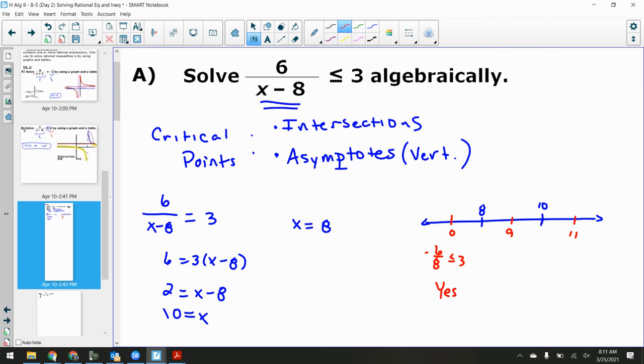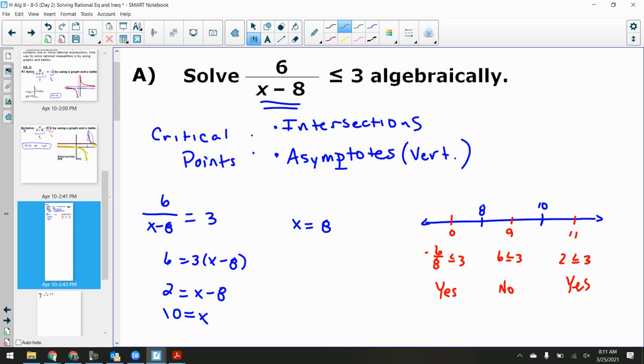Well, I could actually run the numbers here. 6 over 9 minus 8. 9 minus 8 is 1, so 6 over 1 is 6. So is 6 less than or equal to 3? No, that is not true. And then I say 11. 6 over 11 minus 8. Well, 11 minus 8 is 3. 6 over 3 is 2. Is that a true statement? Yes. So this one does coincidentally come out to be a yes, no, yes.